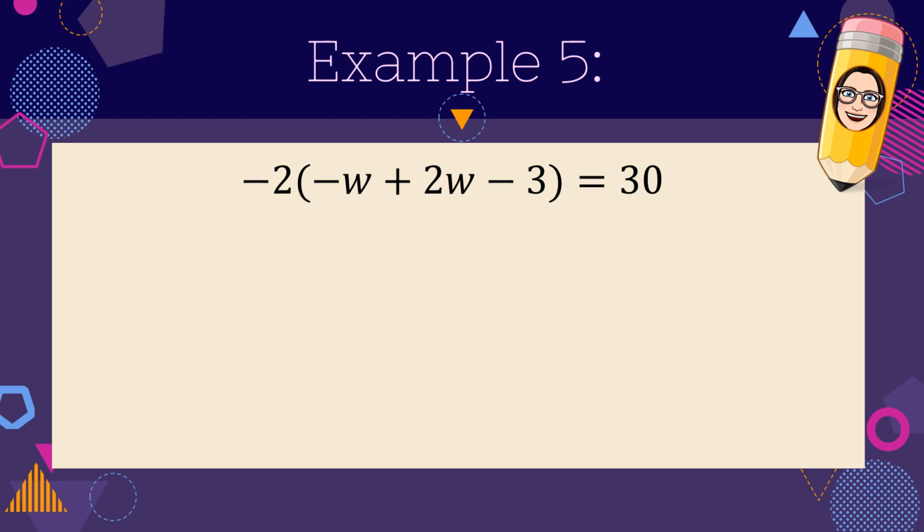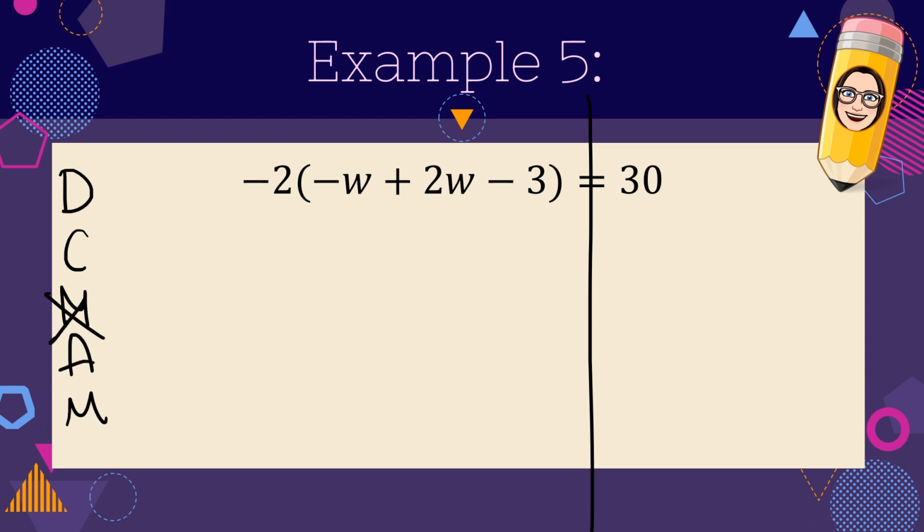We got 2 more to go. Example 5. This time I'm going to use all one color. All right, I'm still going to write my acronym off to the side. Don't call me after midnight. I promise it helps if you're not a good memorizer. Otherwise, we are going to start with distributing.